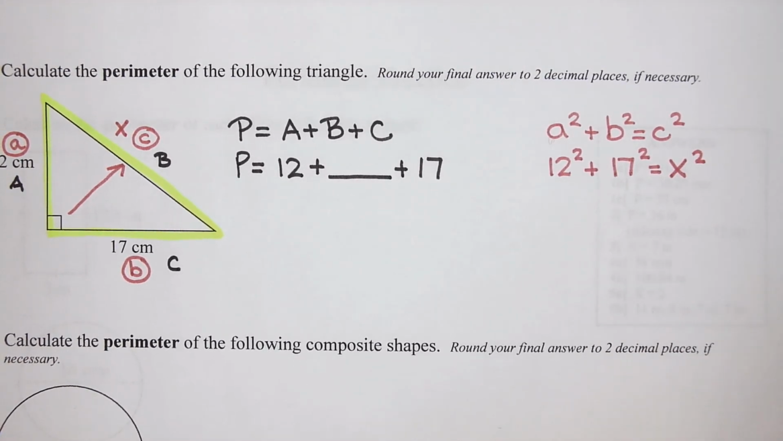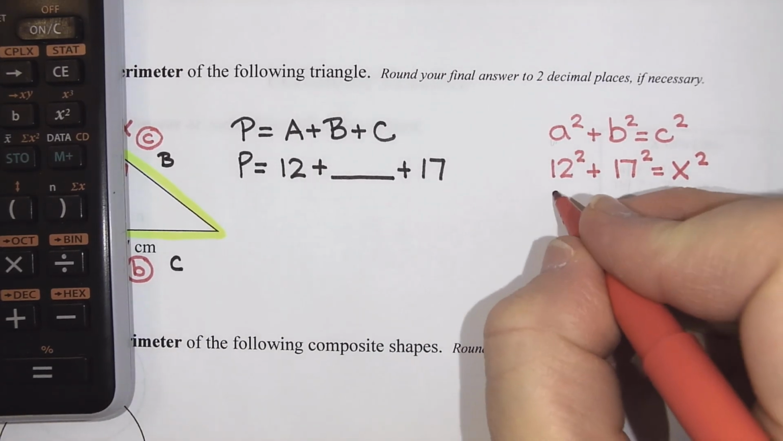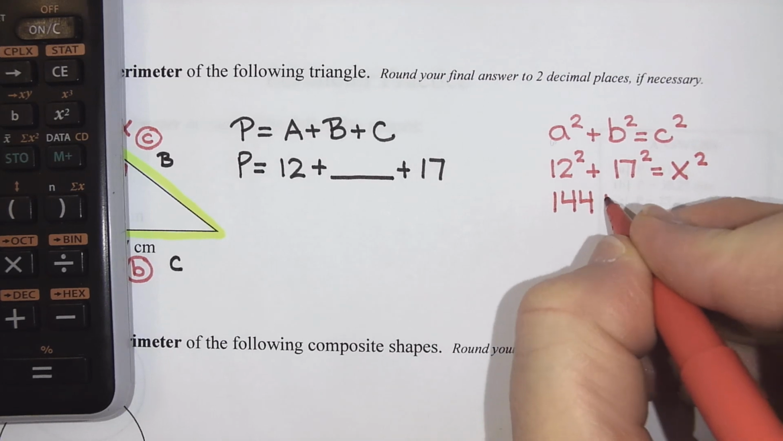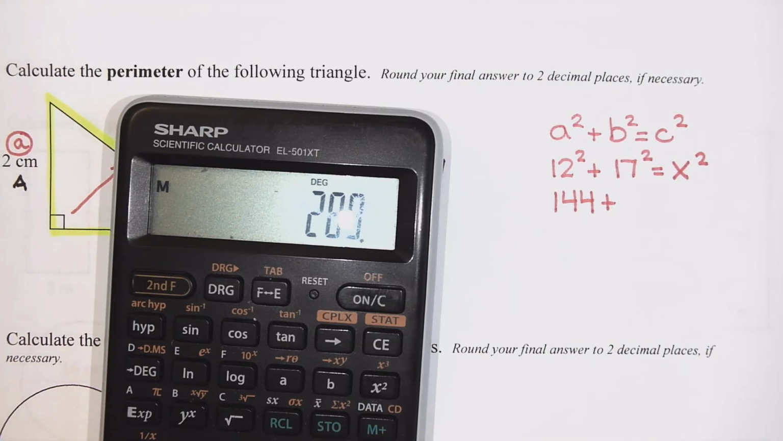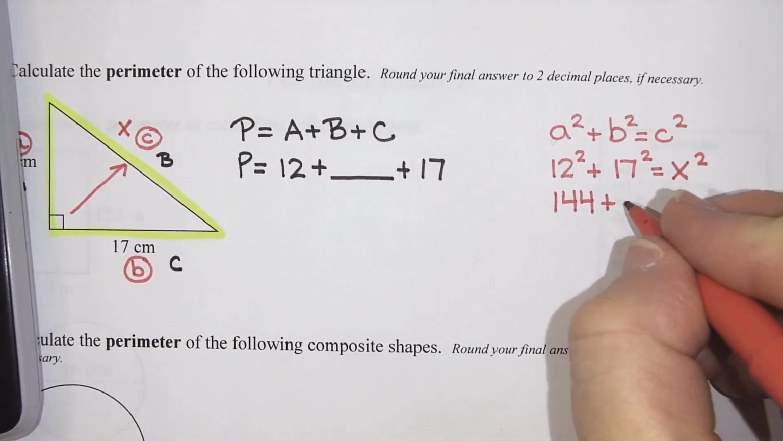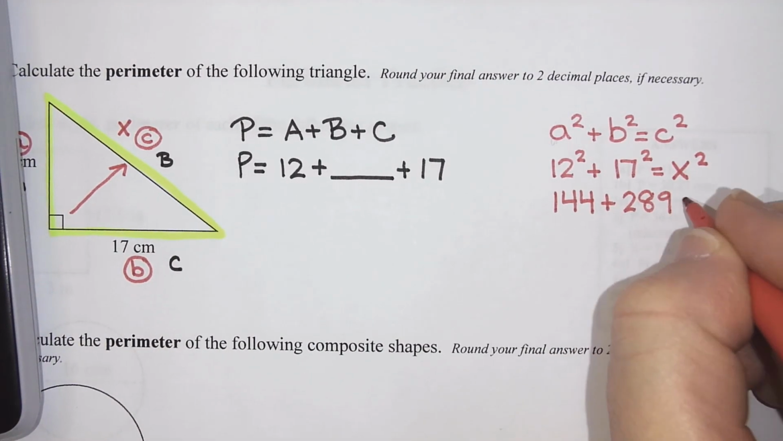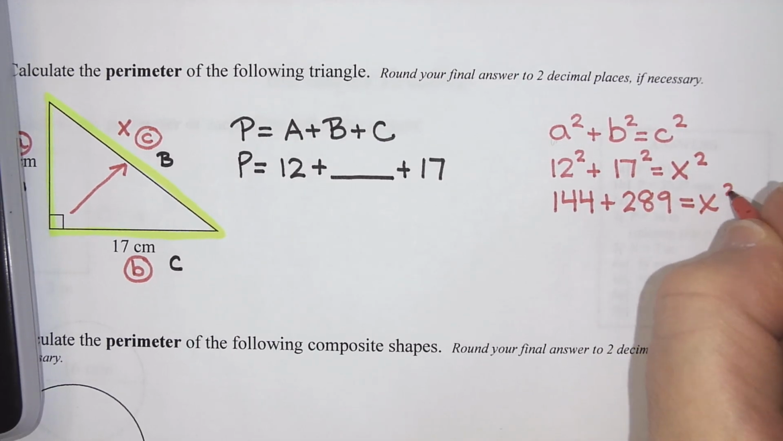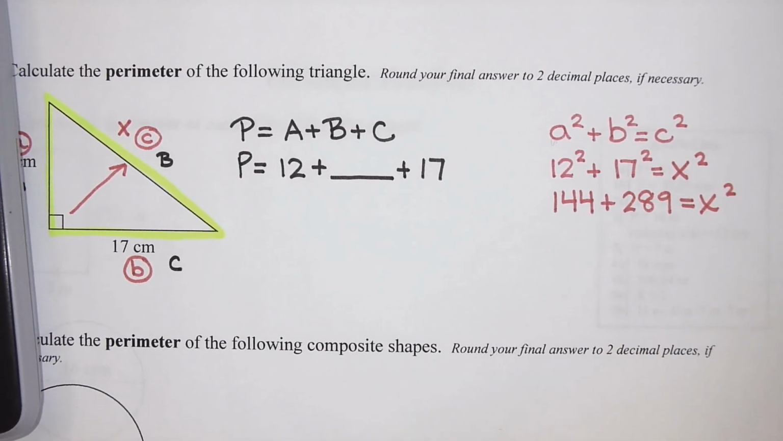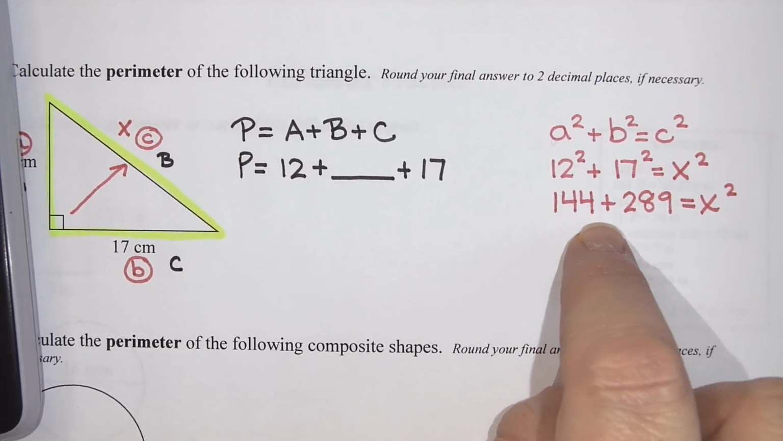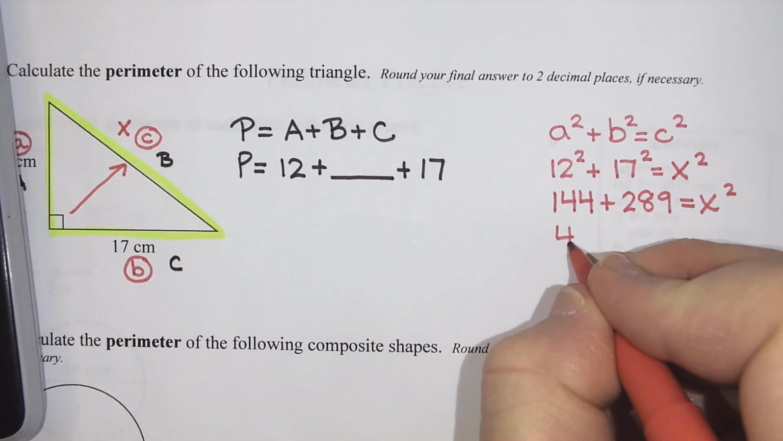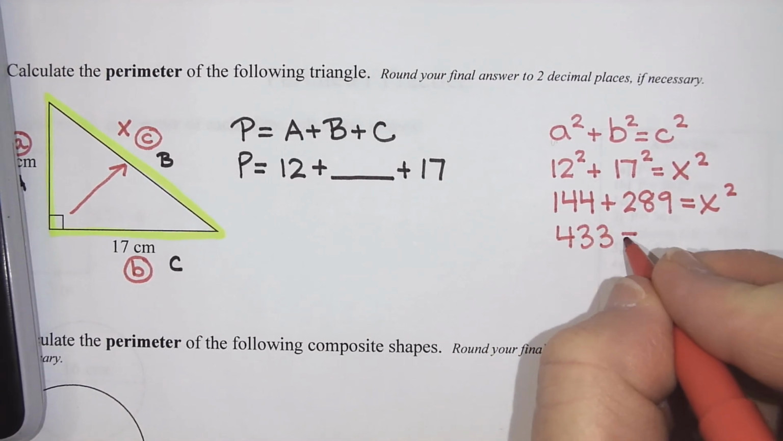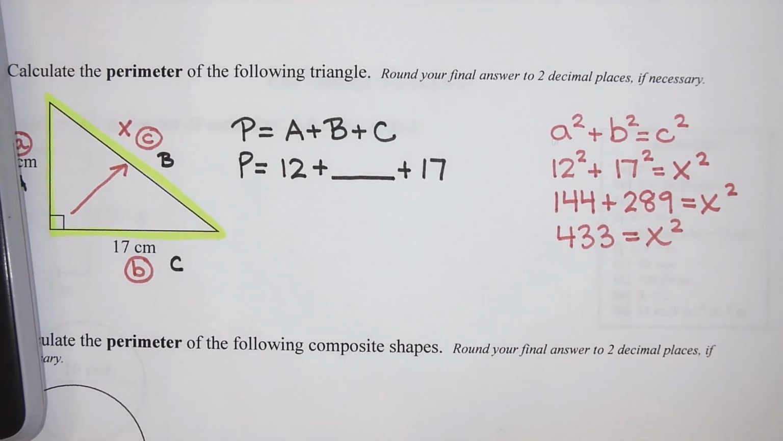So I would calculate 12 squared. 12 squared, or 12 times 12, is 144. 17 squared, or 17 times 17, is 289. And then x squared is just x squared because I don't know what x is. In between the 2 numbers, we have a plus sign, so I am going to add those together. And I get 433. So 433 equals x squared.